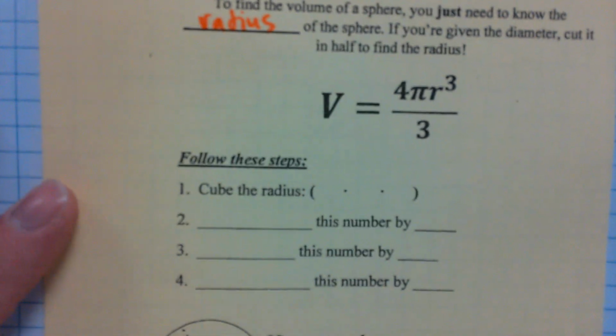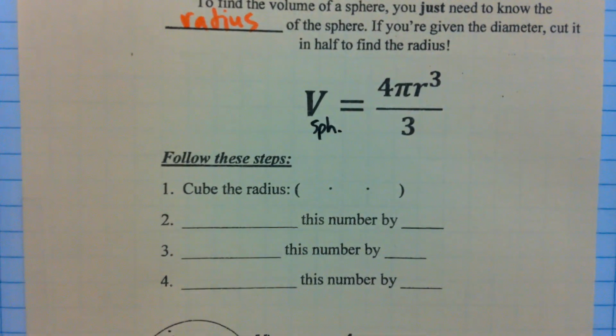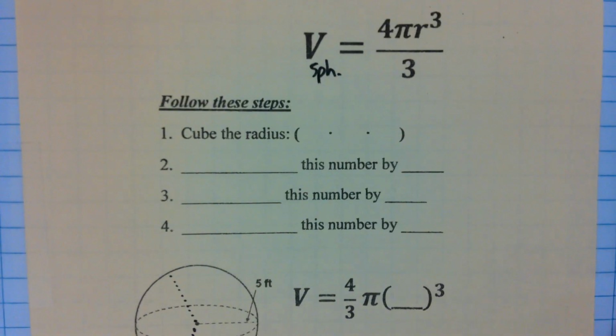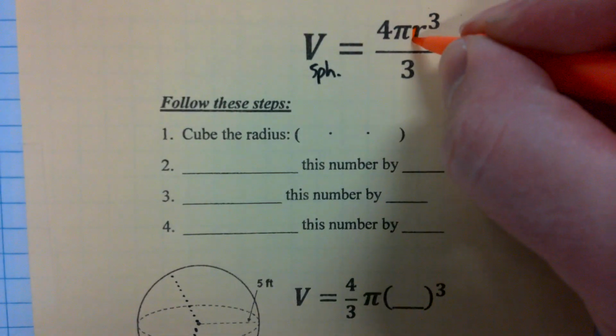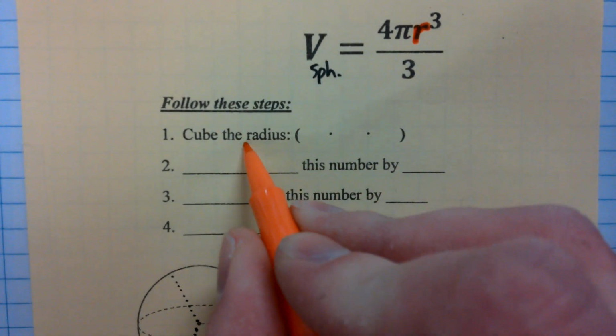Right? So our formula, V of a sphere, I'm going to say just SPH, is equal to 4 pi r cubed divided by 3. Now, there's a lot going on there. So we're actually going to break this one down into 4 very simple steps. The first thing we want to do is cube the radius.